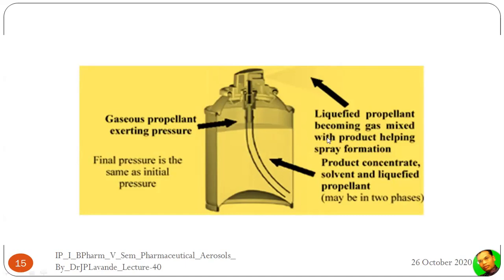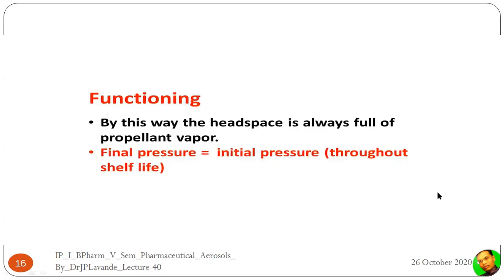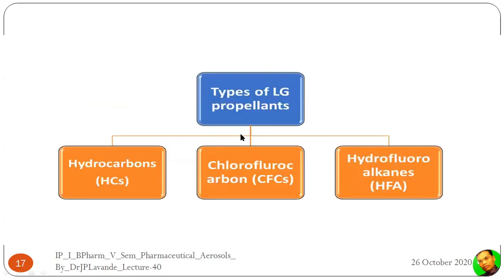So the liquefied propellant becomes gas, mixed with the product, helping spray formation. The product concentrate, solvent and the liquefied propellant may be in two different phases. So functioning will depend on the final pressure. As I told you, the final pressure is equal to the initial pressure, and that should remain throughout the shelf life. By this way, the headspace is always full of the propellant vapor.